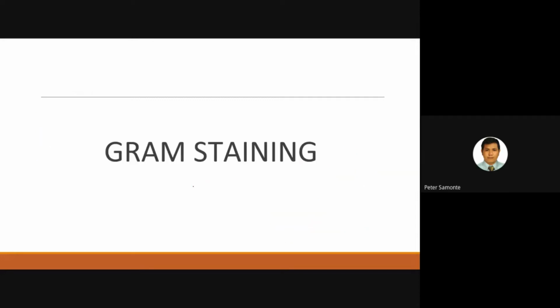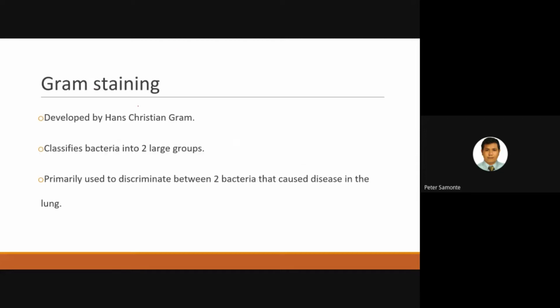Okay, let's proceed now, class, to one of the differential staining. We have your Gram staining. So your Gram stain, class, was developed by Hans Christian Gram. It would divide your bacteria into two large groups, primarily used to discriminate between two bacteria that cause disease in the lungs. Excuse me.